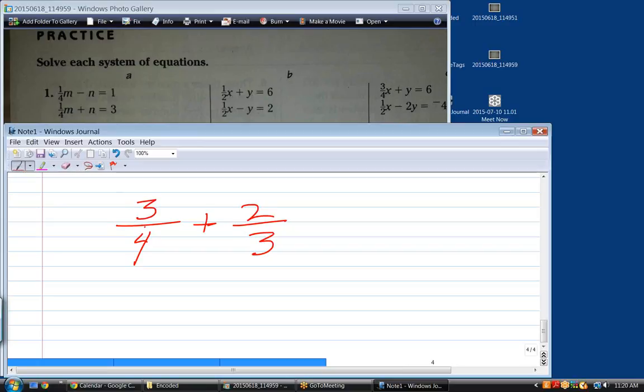Now, adding and subtracting is the hardest thing to do with fractions. It's easy to multiply and divide them. If I'm multiplying two fractions, I multiply the numerators, I multiply the denominators. So that's far easier than adding or subtracting. When you're adding two fractions that have different denominators, you have to find a common denominator. Well, what's the common denominator between 4 and 3?